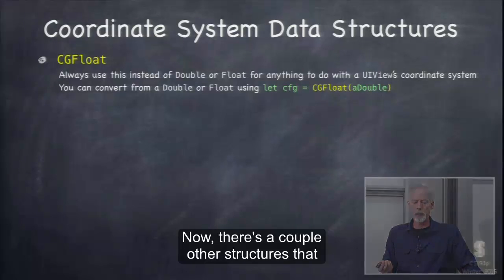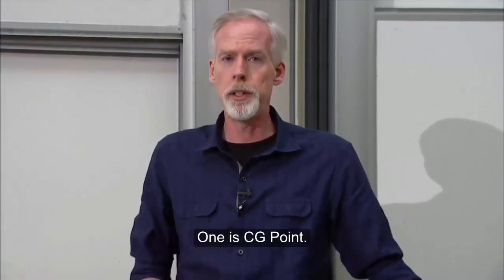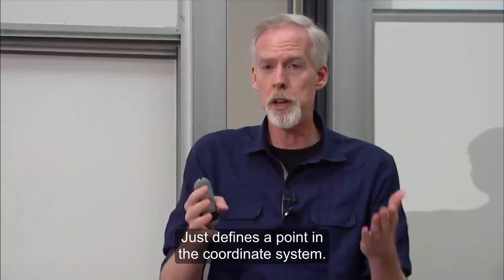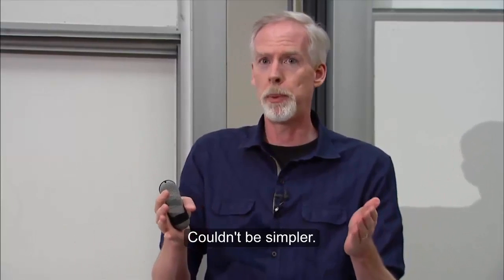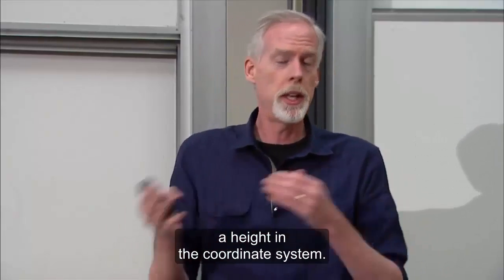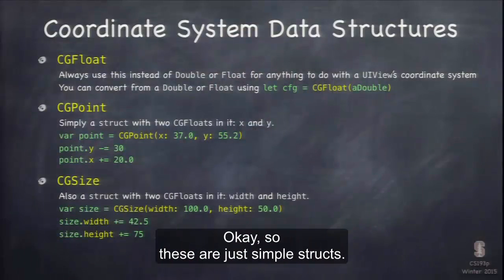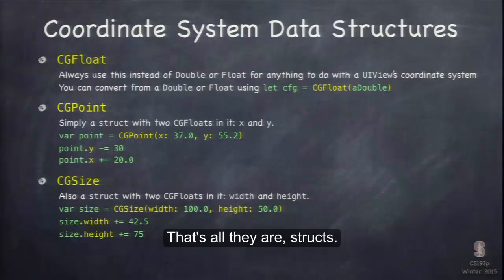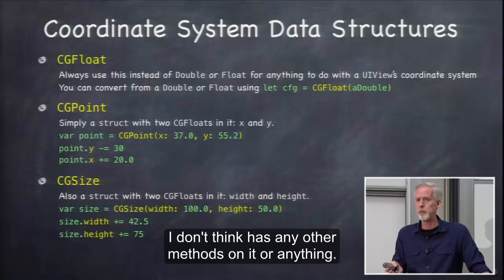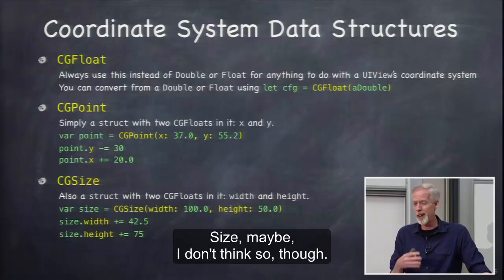Now, there's a couple other structs that are important here. One is CGPoint. It's just two CGFloats, x and y. It just defines a point in the coordinate system. Couldn't be simpler. Okay? And there's also CGSize. It just defines a width and a height in the coordinate system. Okay? So these are just simple structs. That's all they are, structs. I don't think point has any other methods on it or anything. Size maybe. I don't think so though.